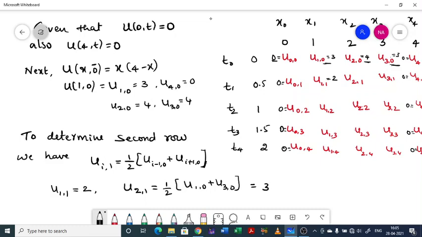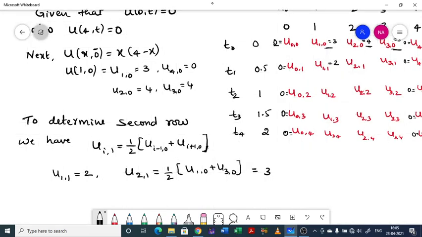Similarly u 3 comma 1, it will be 1 by 2 into u 2 comma 0 plus u 4 comma 0. What will be u 2 comma 0? u 2 comma 0 is 4, u 4 comma 0 is 0, so 4 plus 0 by 2, so it is 2. So this one is 3 and this one is 2.